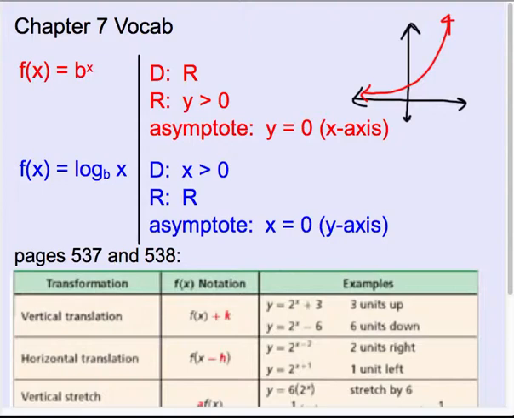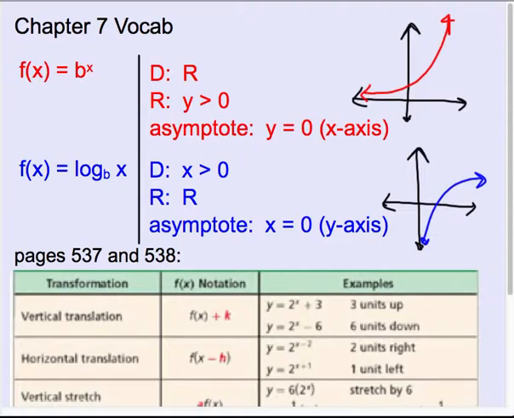So the log function is an inverse of the exponential. What that looks like is something like this, where the y-axis is the asymptote, or x equals 0 would be the equation. Domain, you can't take the log of a negative number or 0, so our domain is x is greater than 0, and the range is all real numbers.